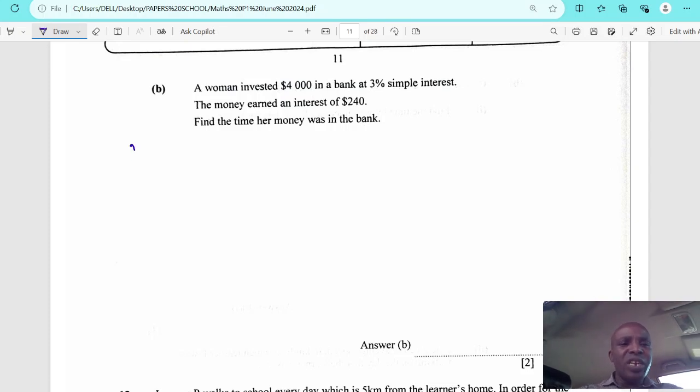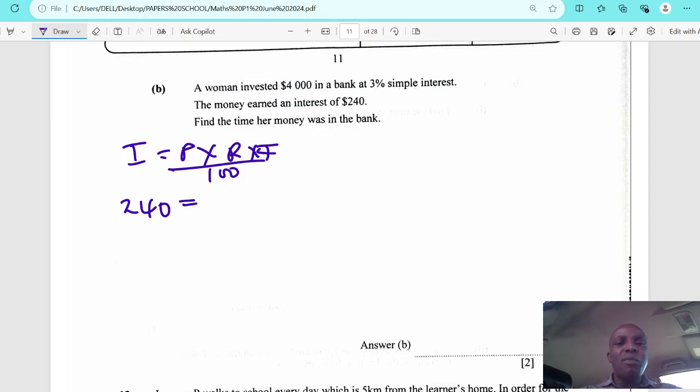Simple interest, you say interest is principal times rate times time over 100. Then the interest is 240, substitute. Principal, that's the amount invested, 4,000, times rate, that's 3%, times time, we don't have time, then over 100. Then you're looking for the time t.